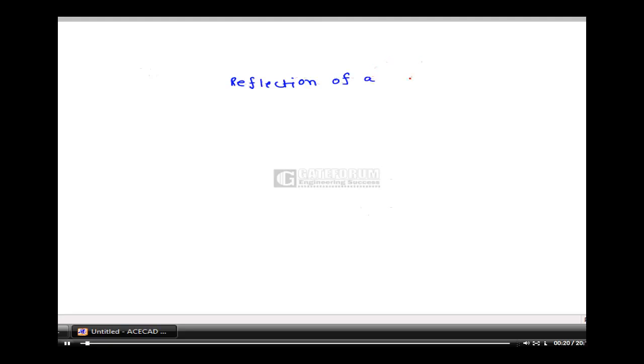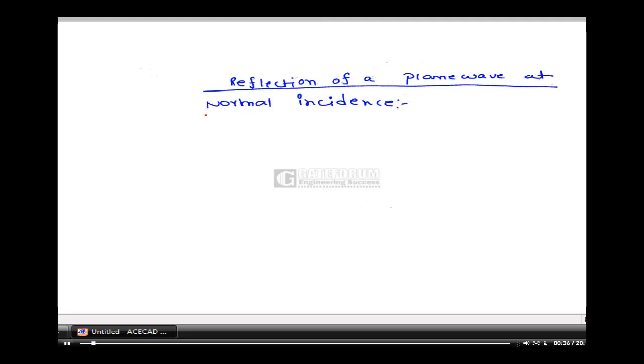Reflection of a plane wave at normal incidence. Reflection of a plane wave at a normal incidence.